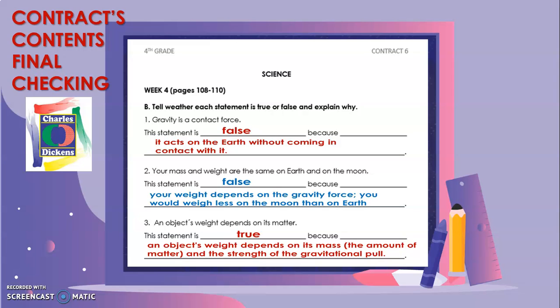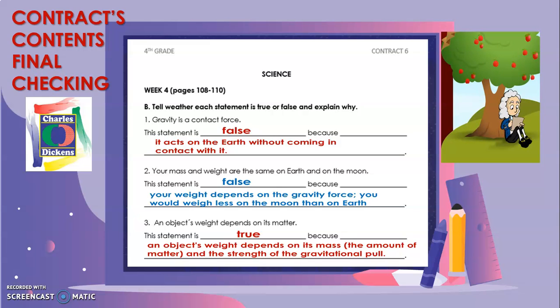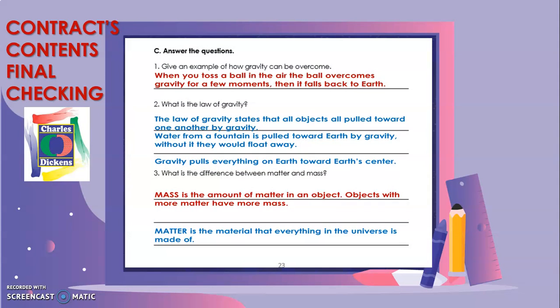Thank you, David. Number 3, John Michael, hello. Can you please read number 3? An object's weight depends on its matter, and this statement is true because an object's weight depends on its mass, the amount of matter, okay, and the strength of the gravitational pull. Remember when we talk about gravitational pull, we talk about this natural fact in which Earth attracts things towards its center. All right, like when an apple falls from a tree when it's ripened. That's gravitational law.